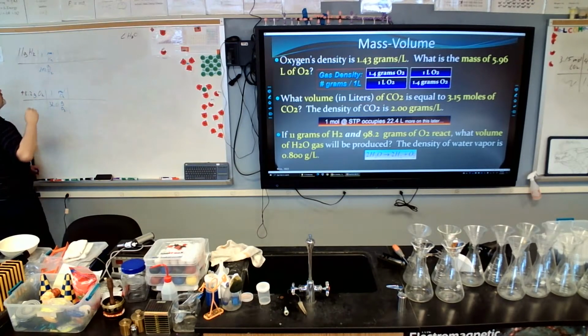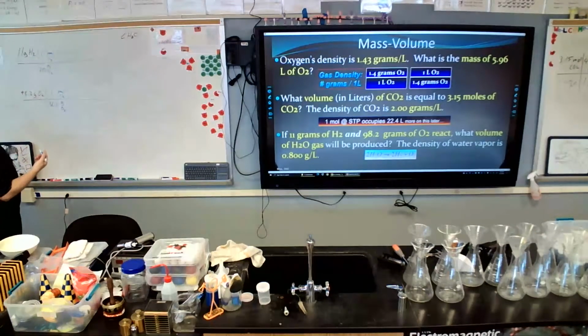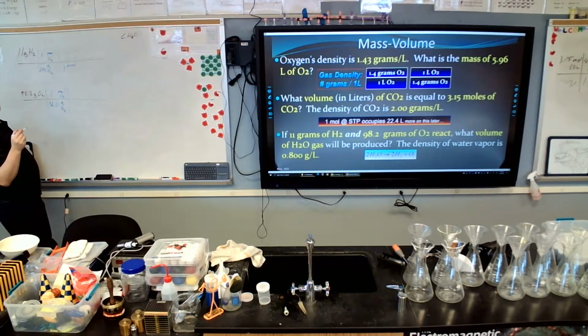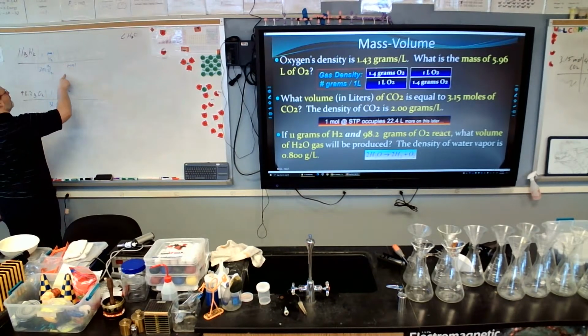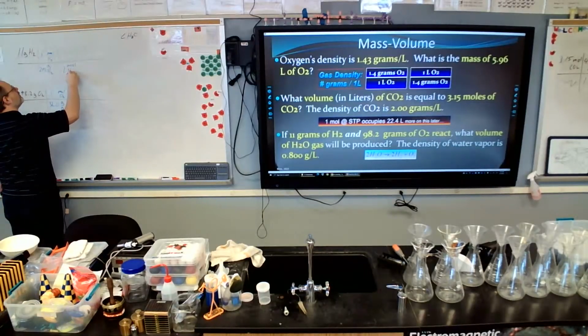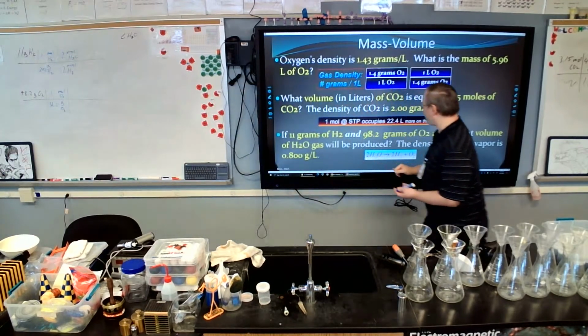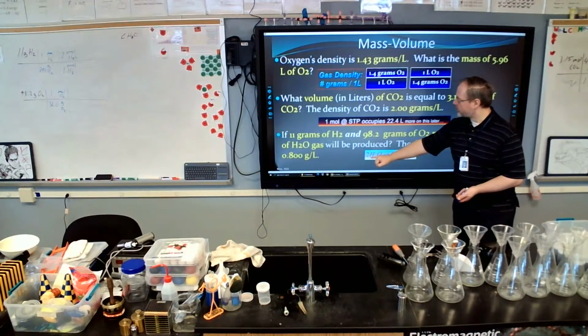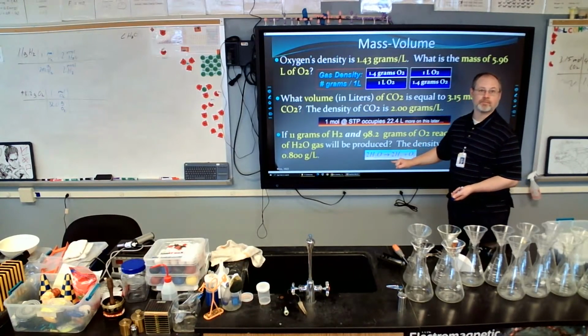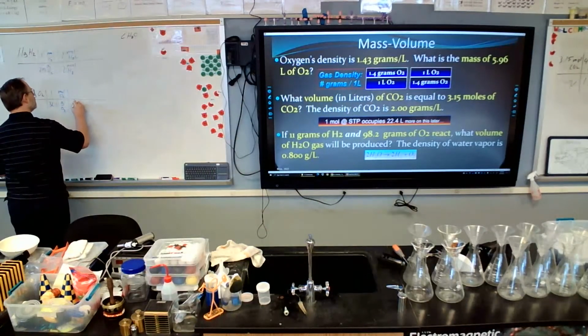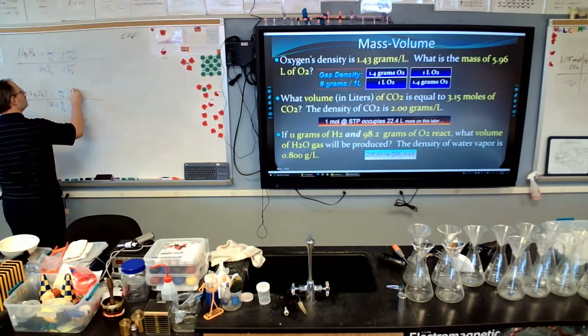And now that we have moles, we can convert to the chemical we want, which is the H2O. For every 2 moles of H2, I have 2 moles of H2O. And you're like, why is it 2? Because on the balanced chemical equation, there's 2 H2O to 2 H2. Now with oxygen, it's only 1. 1 mole of O2 is 2 moles of H2O.